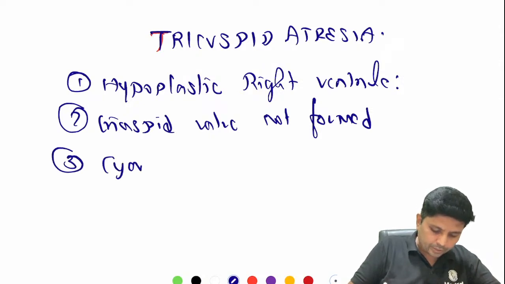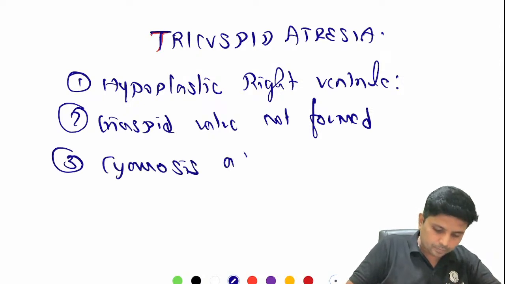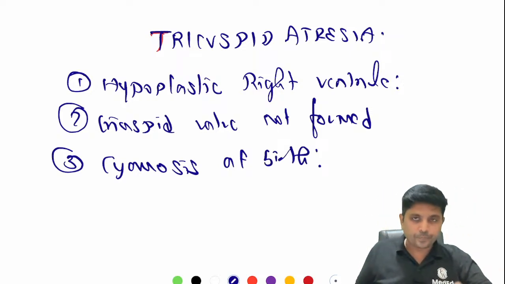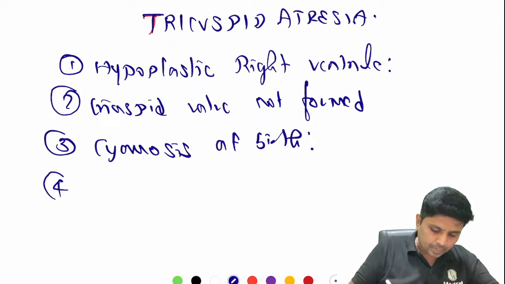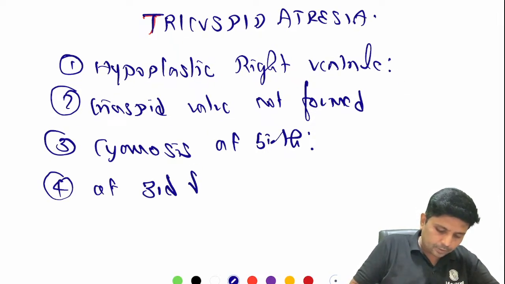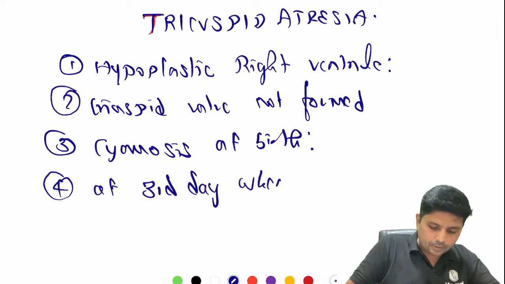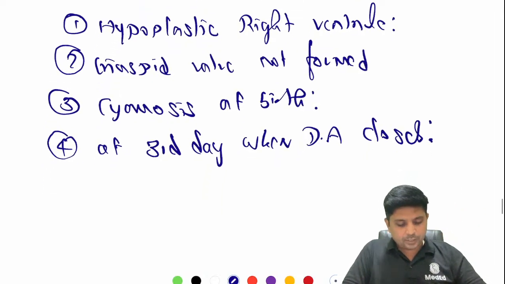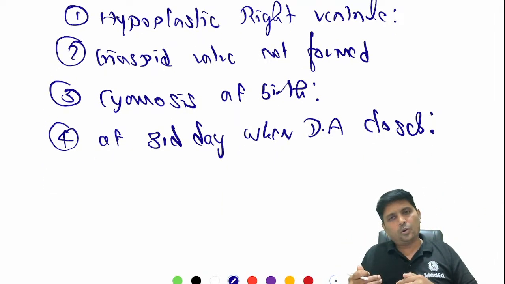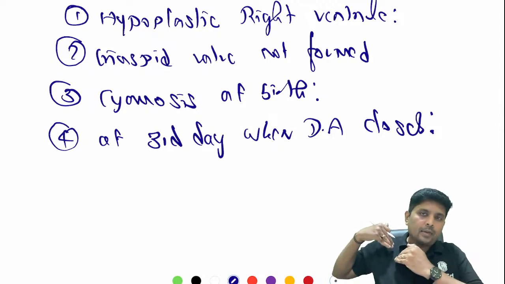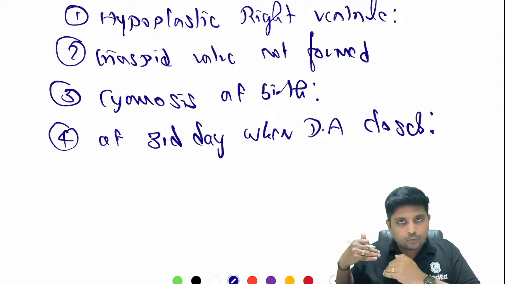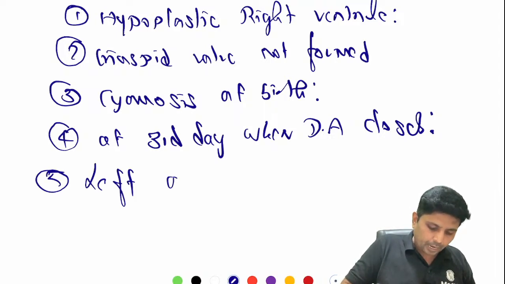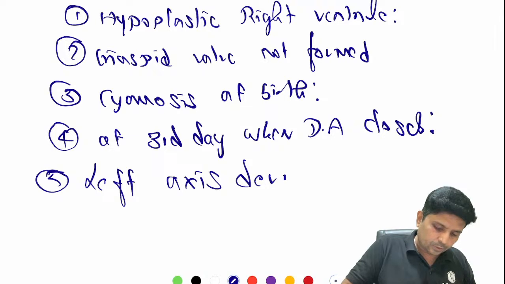It will produce severe cyanosis at birth. Unlike tetralogy of Fallot, in which cyanosis usually occurs by the fourth month of life, here there is severe cyanosis at birth, at third day, when the ductus arteriosus closes functionally. But what is the clue? Since there is no right ventricle, predominantly the ECG wave will flow towards the left ventricle, so that you will get left axis deviation.